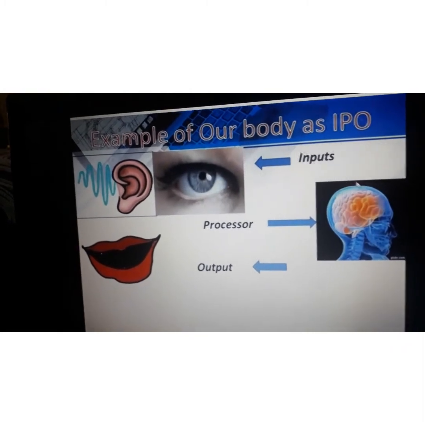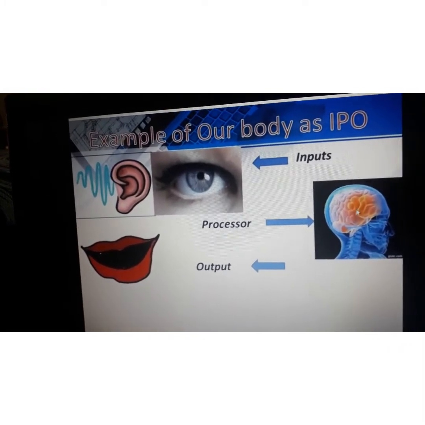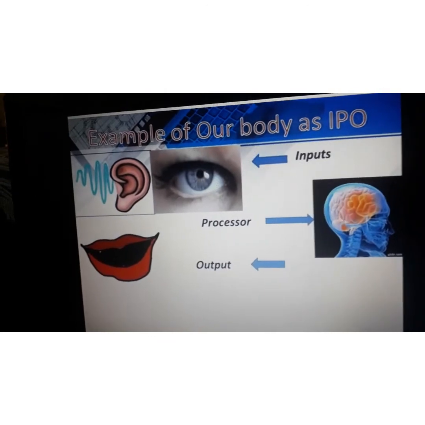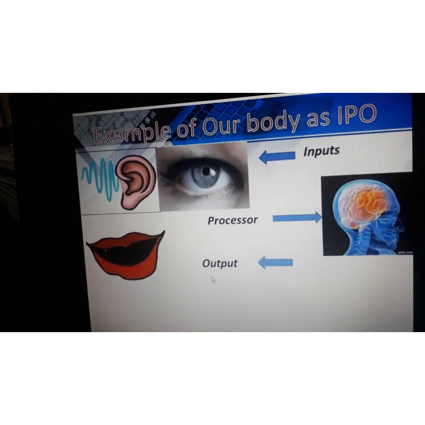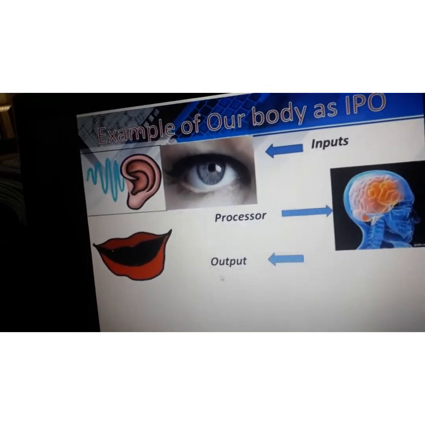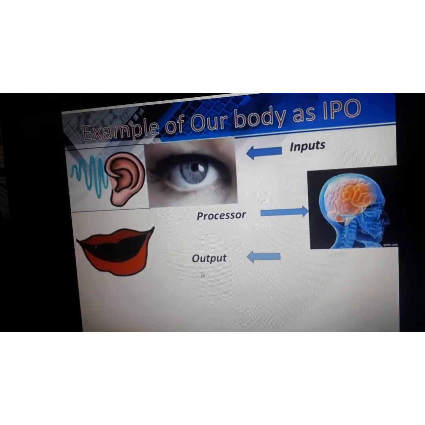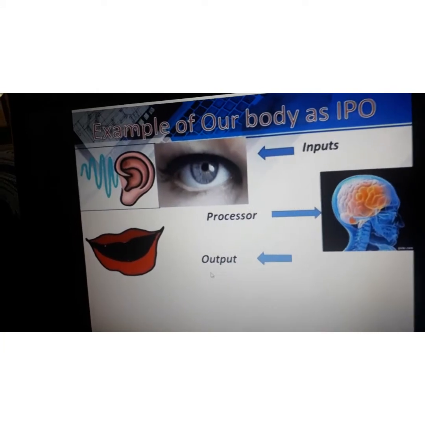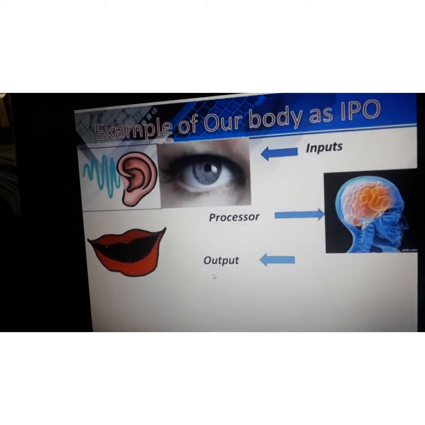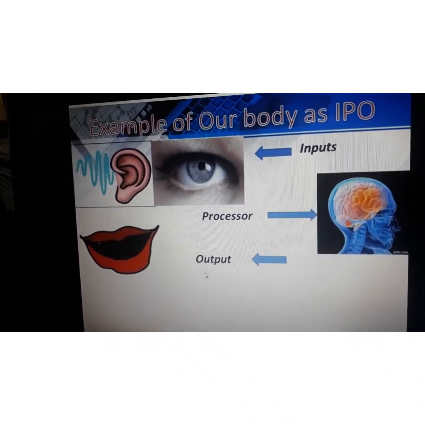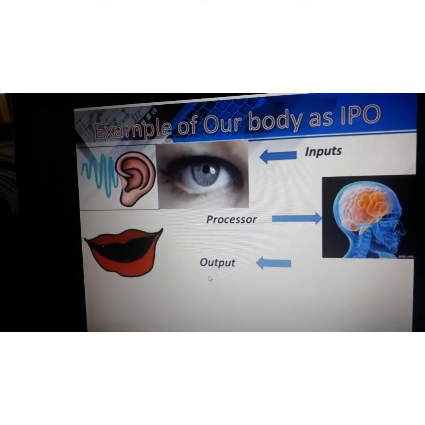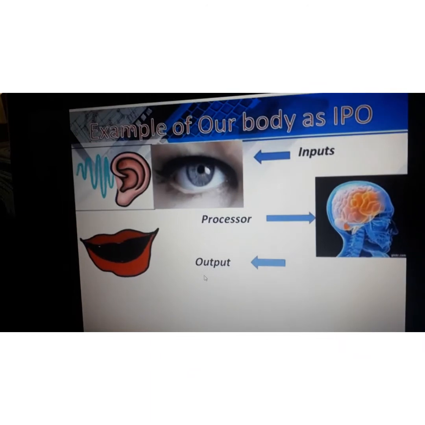So the processing has happened in your brain. You have taken mama's input. You have processed it in your brain, and the output, of course, will be your actions or your mouth, which says, Mama, my bag is ready. Yes? So eyes and ears are the inputs. The brain is our processor, and our mouth, our actions, is the output.